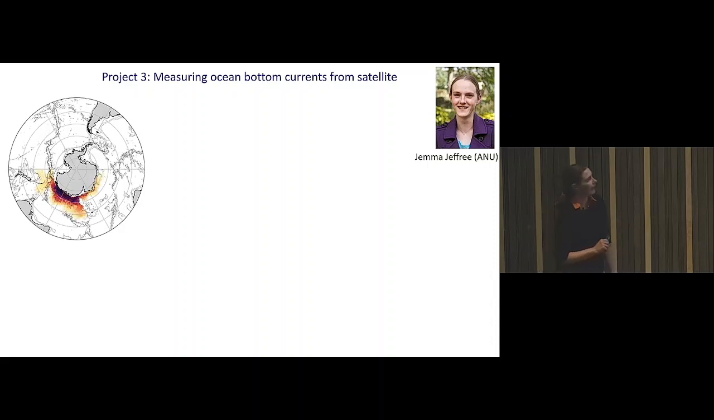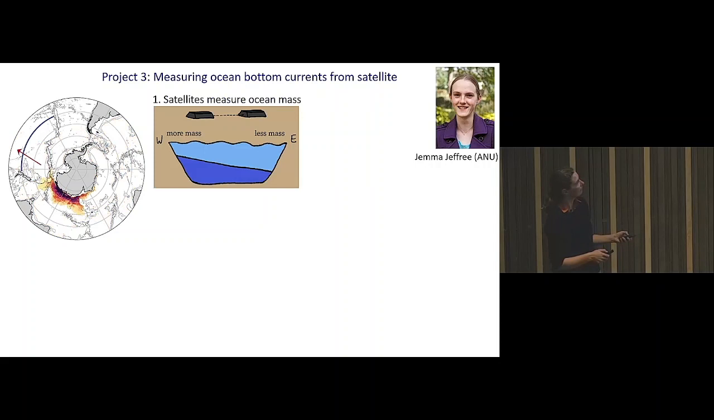Okay, so this study was led by an honours student we had at ANU last year, Gemma Jeffrey, and she was looking at can you measure the bottom currents. So this is showing this movie here. If we release a passive dye tracer in our model near the coast of Antarctica, in one of the dense water formation sites, you can see where that dye goes as it follows along the bottom of the ocean, the transport heading out into the northern basins of the global ocean.